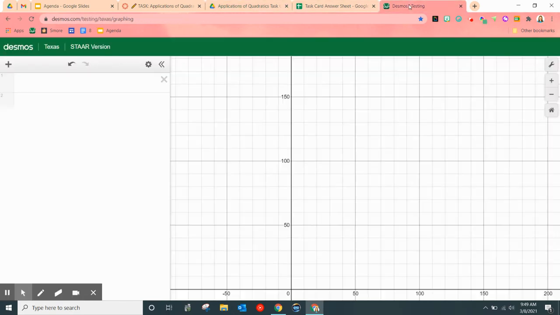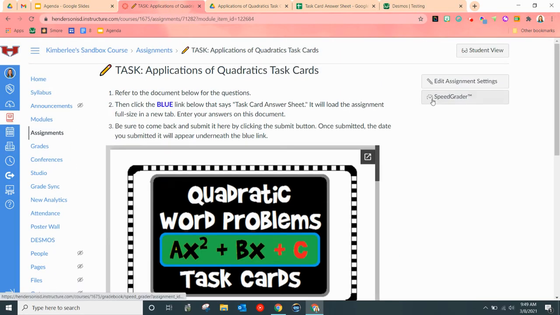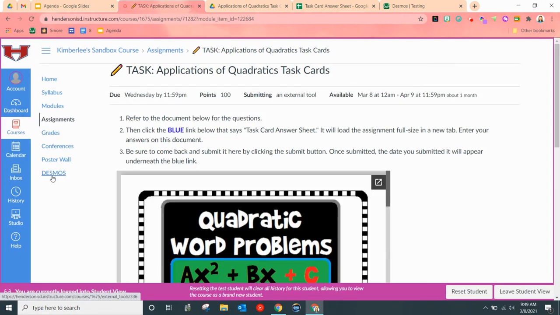You are going to need Desmos, so make sure you open up Desmos in another window. And remember, you can always find Desmos. Well, I'm not in student view here. Let me go to student view really quick. This is what yours looks like. Desmos is down here in my Canvas. I'm going to link there.